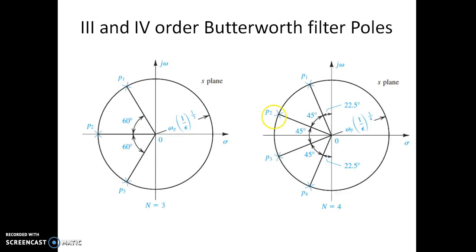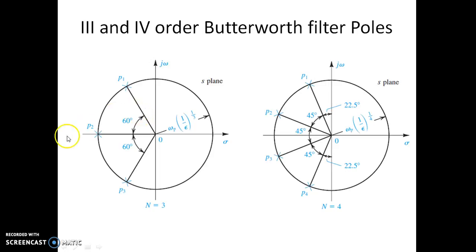Similarly, here, this is for n equal to 3. With n equal to 3, pi by 2n, now pi is 180 degrees. So 2 into n happens to be 6 here. So it is 180 by 6. So it will be 30 degrees away from the imaginary axis.